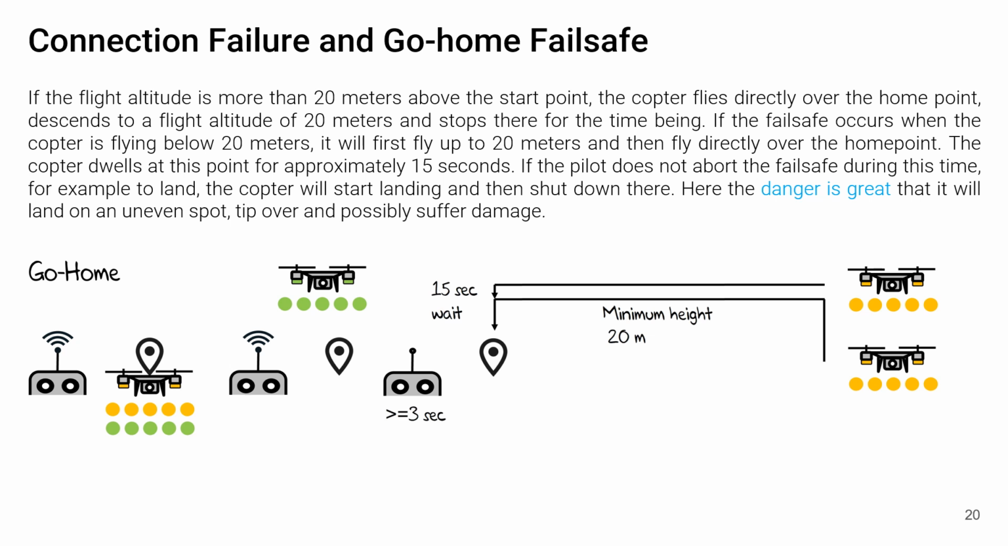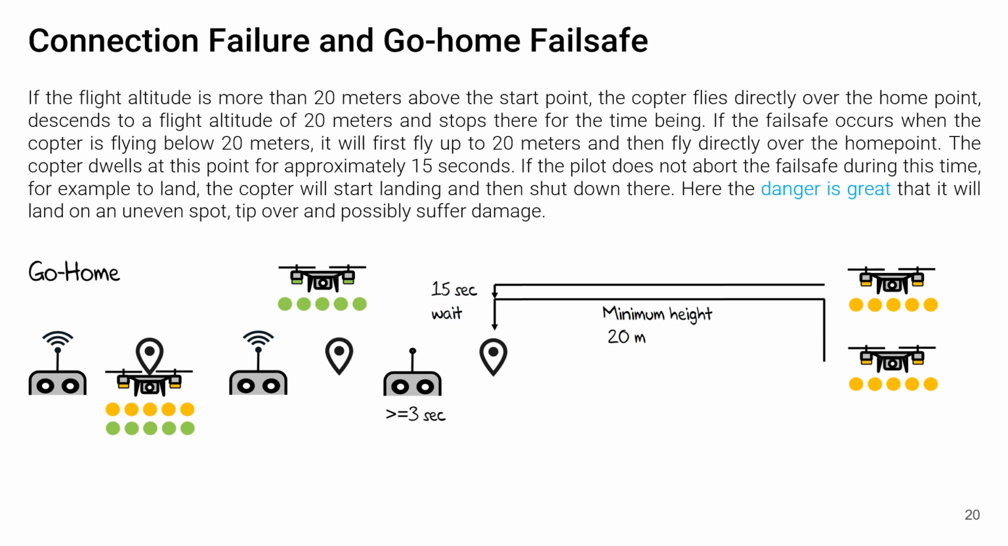In go-home mode, there are 2 scenarios depending on the current altitude of the multicopter. If the flight altitude is higher than 20 meters above the takeoff point, the multicopter flies directly above the home point, descends to a flight altitude of 20 meters, and stops there for the time being. If the failure scenario occurs at a flight altitude below 20 meters, it will first fly up to 20 meters and then fly directly over the home point.